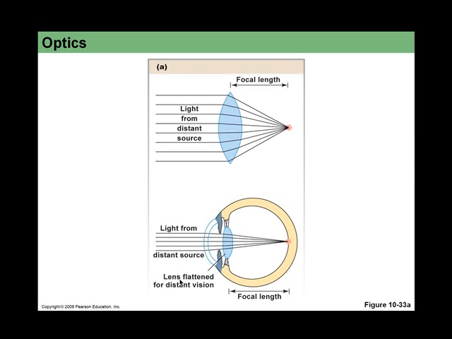So a lens flattened will allow more distant light to be focused at the focal point with the same focal length. And they always show it going to the one spot, which is just the way we want it to work for the fovea. But remember, parallel light coming in from any direction is again going to be focused somewhere on the retina.